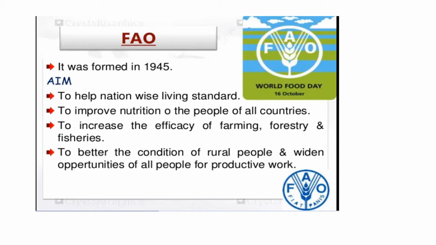And it also increases the efficiency of farming, forestry and fisheries, so that people can do farming in a more productive way, and with the new and latest technologies and techniques. Now next is to better the condition of rural people and widen the opportunities of all the people for productive work, right? So it is also one of the important points where FAO is helping the people in bettering their condition, and also helps in widening the opportunities of all the people for productive work.